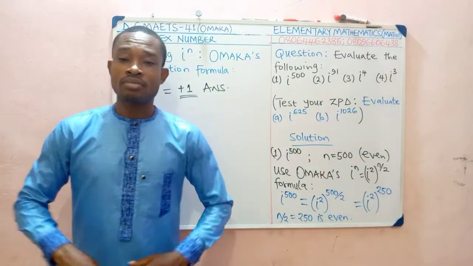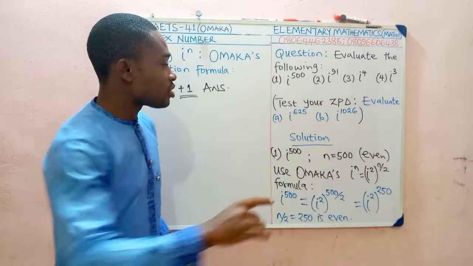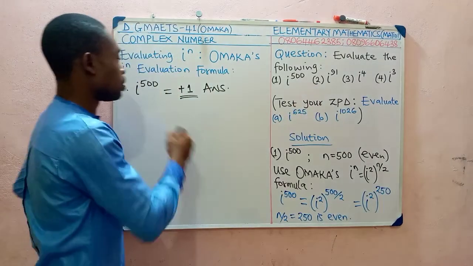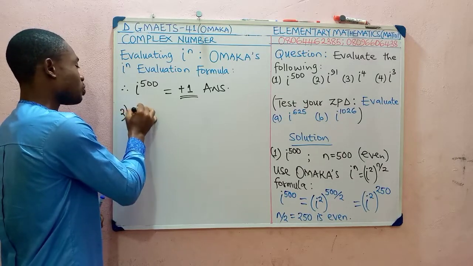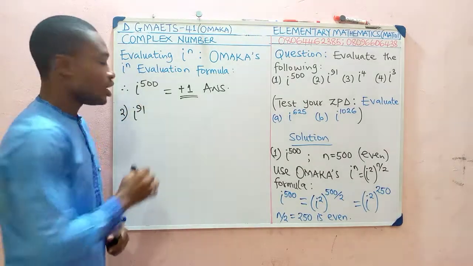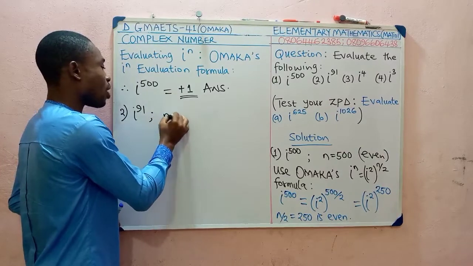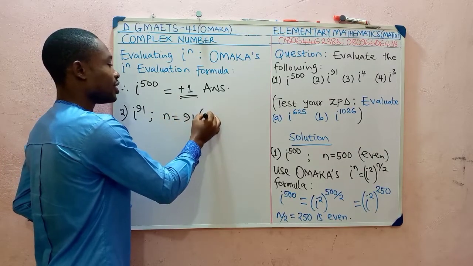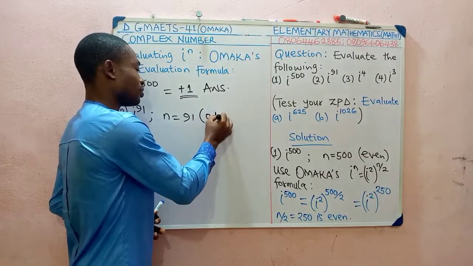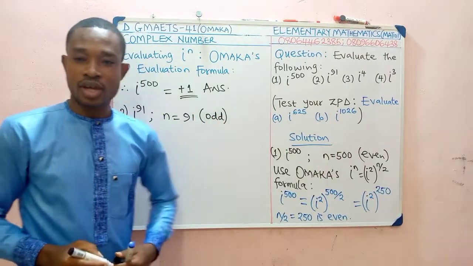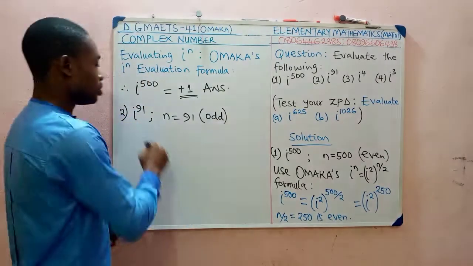You are welcome from the short break. It is now time I look at the second part of the question, number 2. We have to evaluate i raised to power 91. Take note that the power n is equal to 91 and this is an odd number.